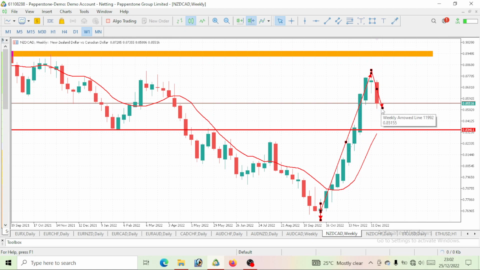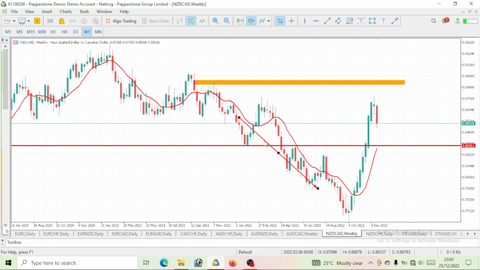So now after this pullback, what do we expect? We now expect a further bullish move. Though we would see and analyze if this pullback is over, take a look at this moving average. You clearly can see that this price is trading above the 10 period moving average. Previously, it was below this 10 period. When you zoom it out properly, you see it. Price has been trading below this 10 period moving average. So price is now above this 10 period moving average.